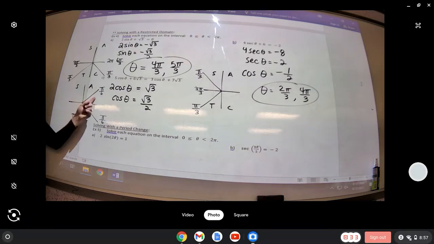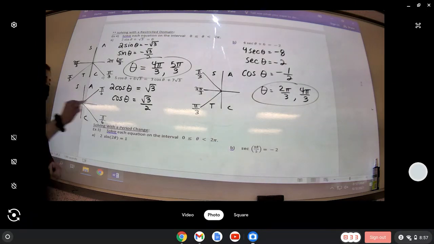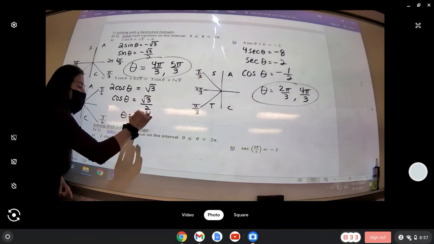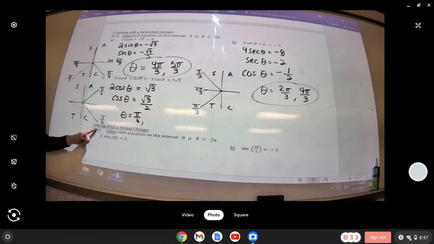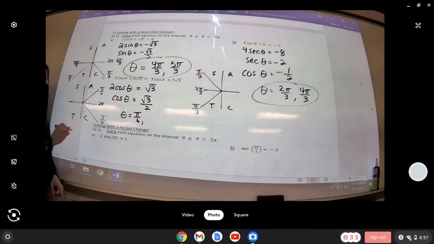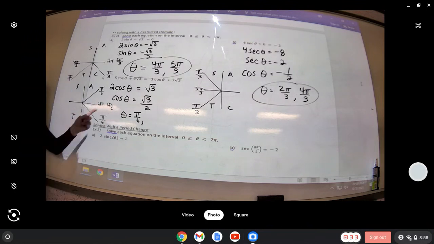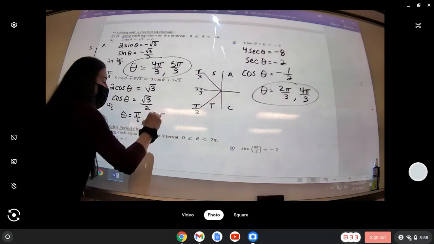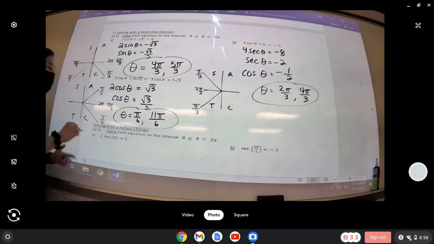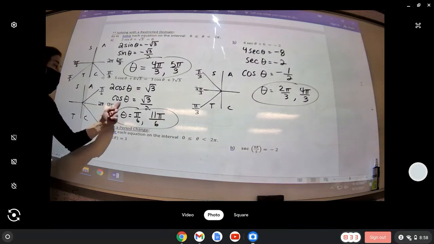Who are we sitting at? Who is the multiple of pi over 6 in quadrant 1? That's pi over 6. And then what multiple of pi over 6 lands in quadrant 4? Well, guys, all the way around is 2 pi radians. So in the world of pi's over 6's, that makes 12. So who's the one that's 1 pi over 6 before him? 11 pi's over 6. And you're done.